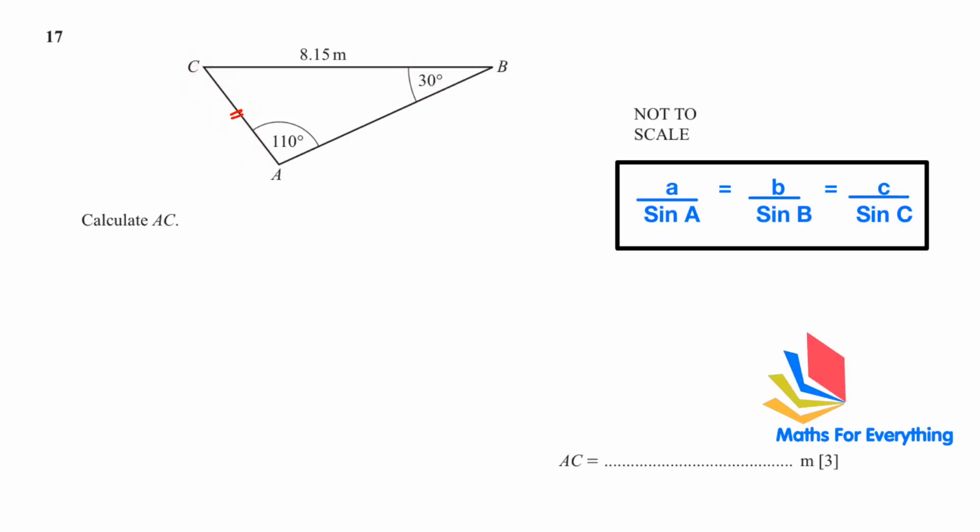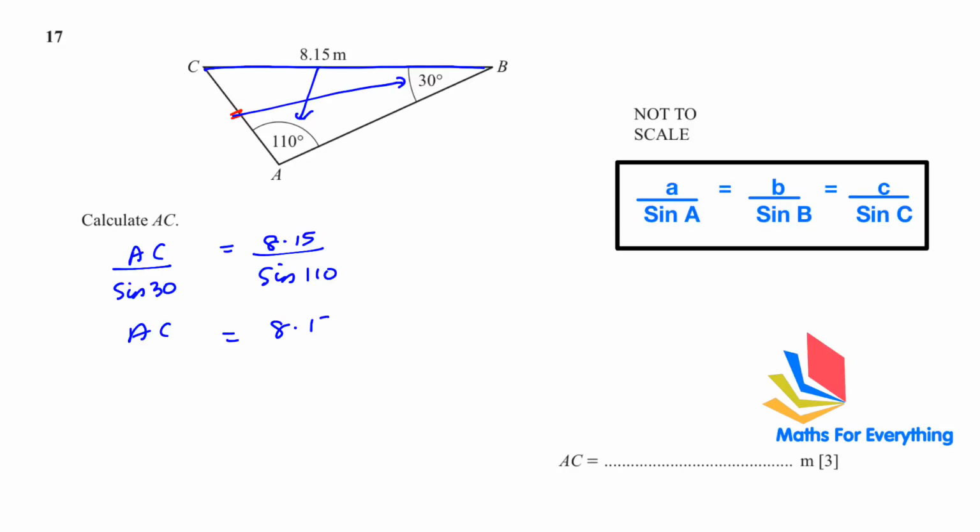So you want to find AC, we write AC, and in the denominator, we write the angle opposite it, which is sine 30. And then we write the other side, which is 8.15, and the corresponding angle opposite it, which is 110, sine 110. So 8.15 over sine 110 multiplied by sine 30. Now put the whole equation in the calculator. Let's see what we get.